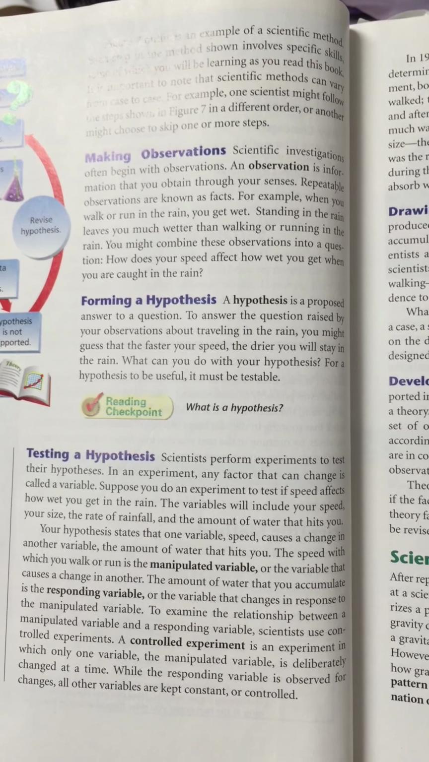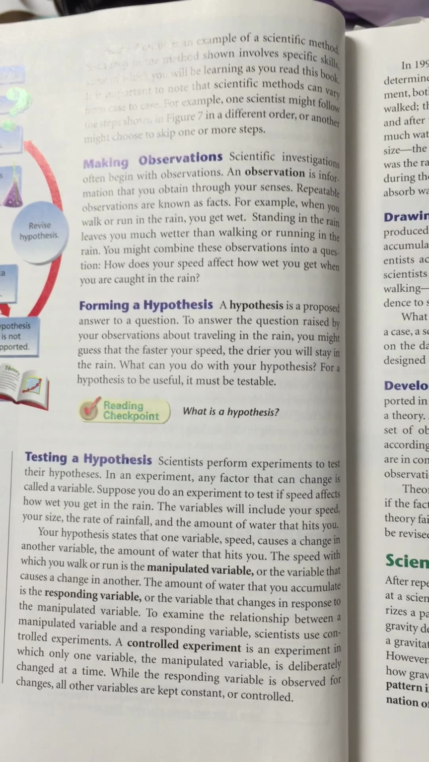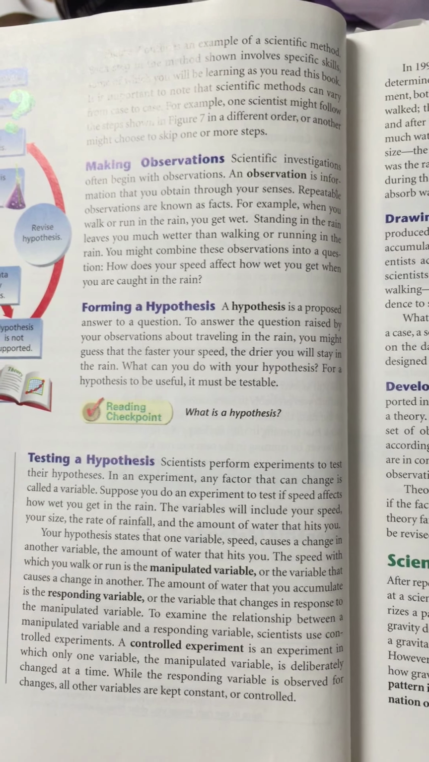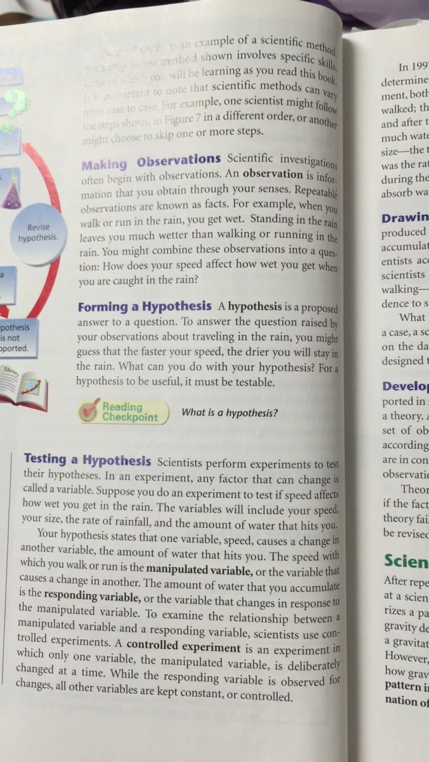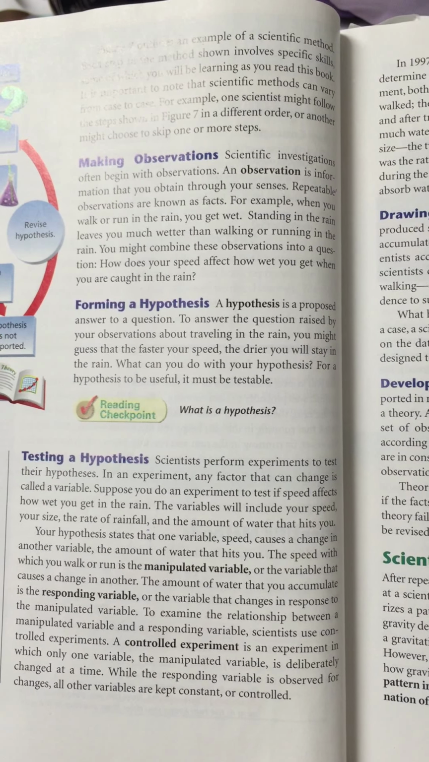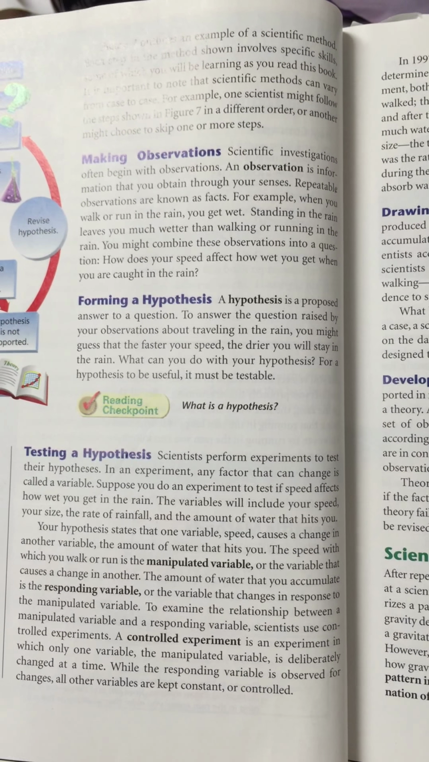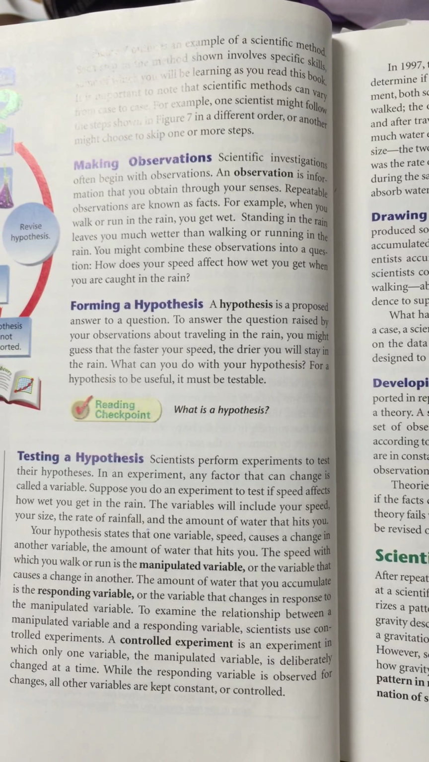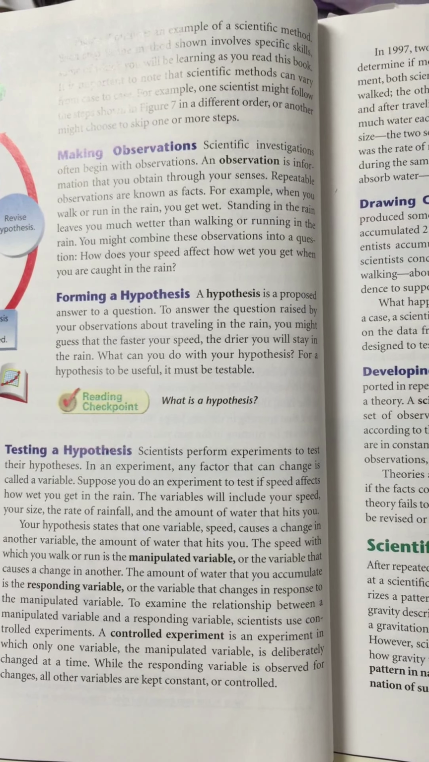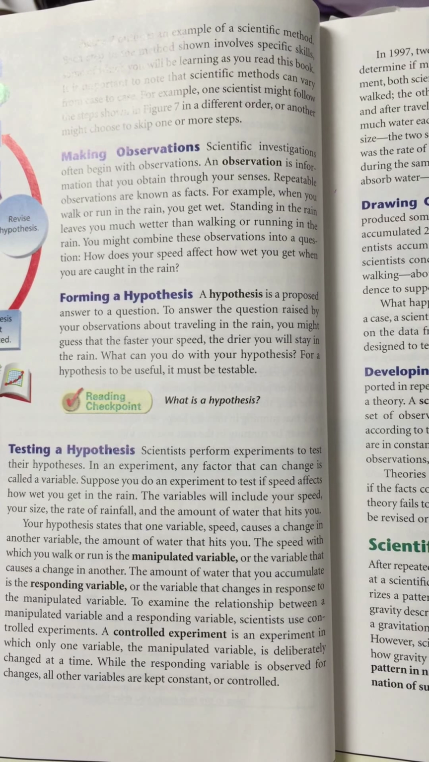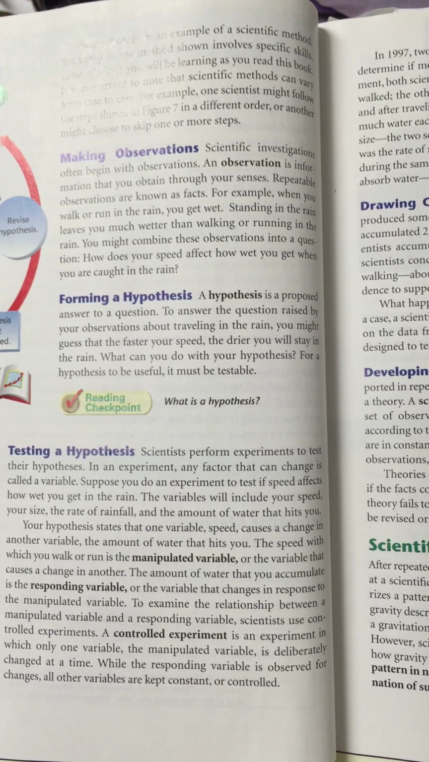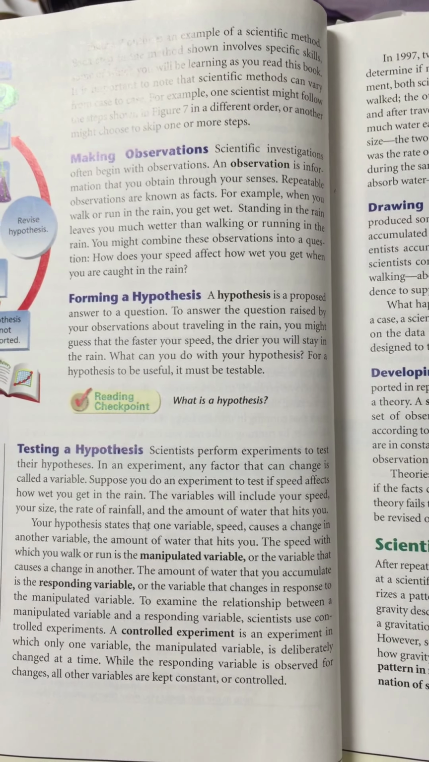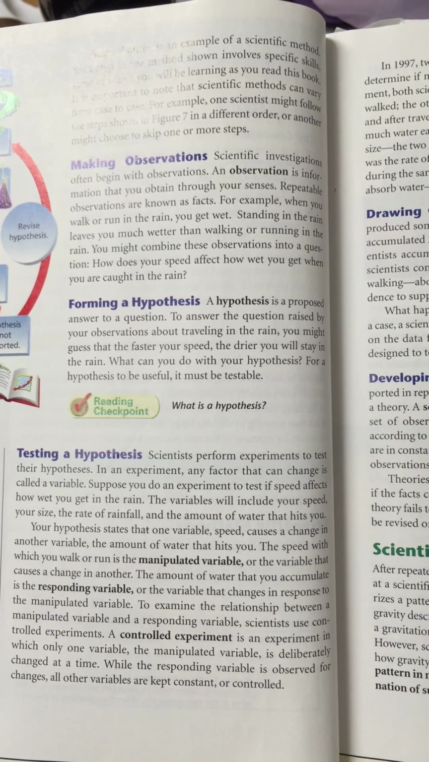To examine the relationship between an independent variable and a dependent variable, scientists use controlled experiments. A controlled experiment is an experiment in which only one variable, the independent variable, is deliberately changed at a time. While the dependent variable is observed for changes, all other variables are kept constant or controlled. So that was page 8 in section 1.2.